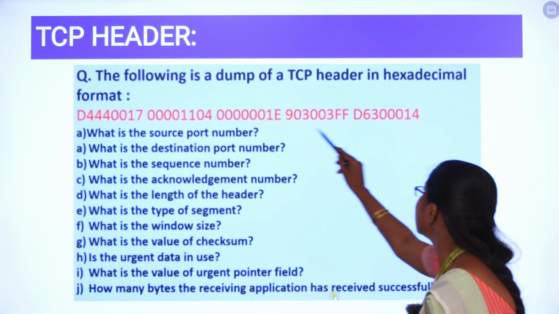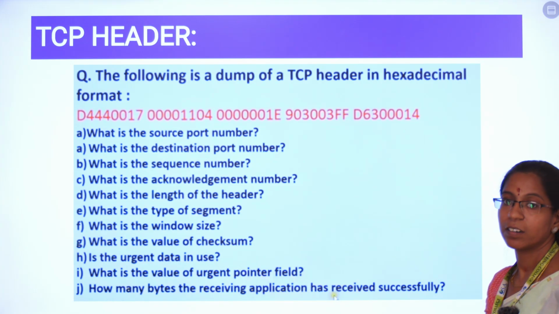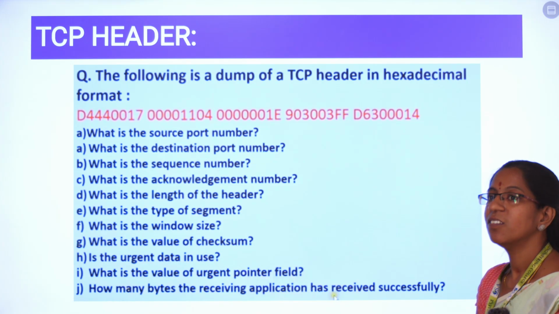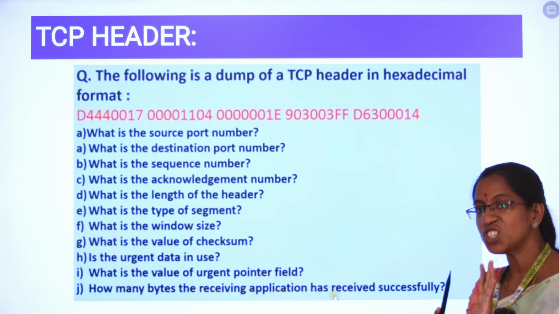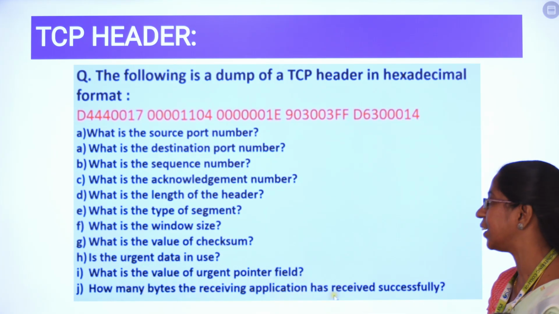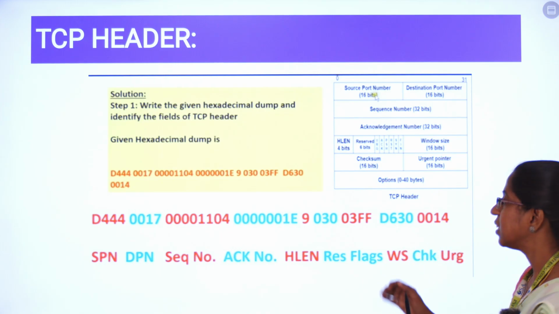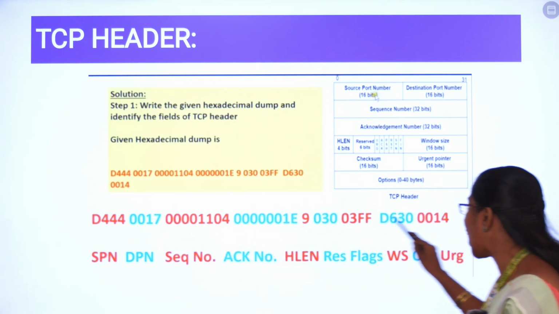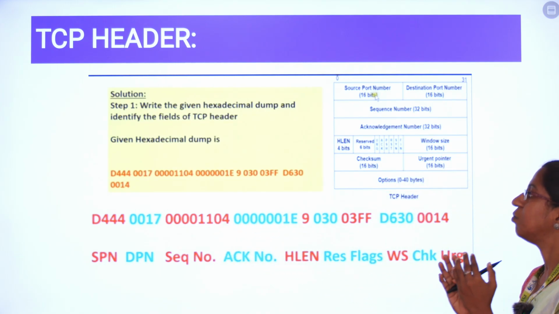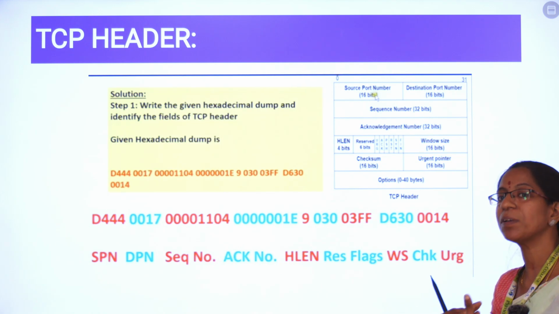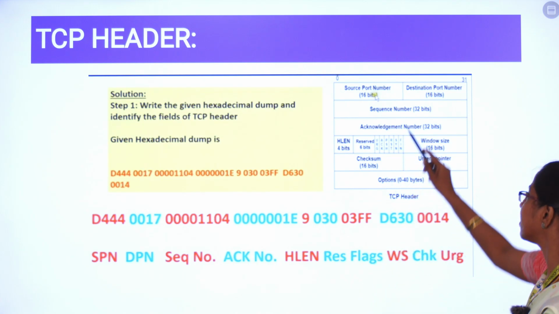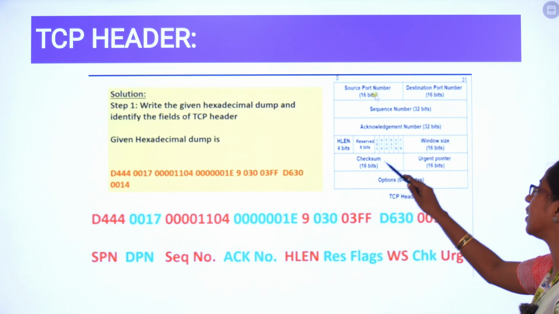This is the hexadecimal format of a TCP header. From here we are going to understand each and every field of the TCP header. So first, this hexadecimal value should be divided based on our TCP header fields. So this is the diagram for the TCP header.